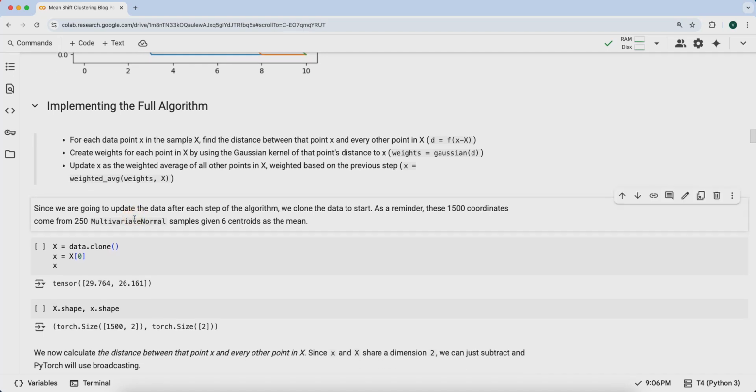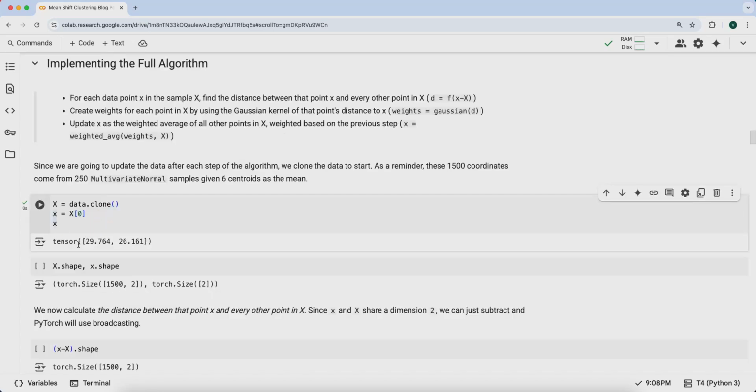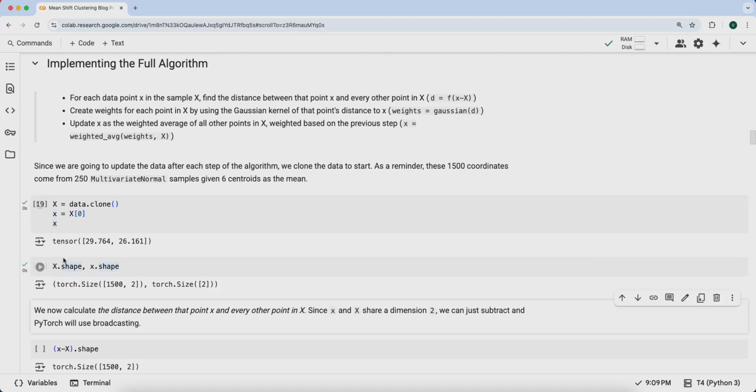Because we're going to update the data after each step of the algorithm, we're going to clone the data to start. The first value is the first coordinate, which is 29.764, comma 26.161. I'm going to look at the shapes of small x and big X. Big X is 1500 by 2. Small x is a single point, so it's just 2 elements.